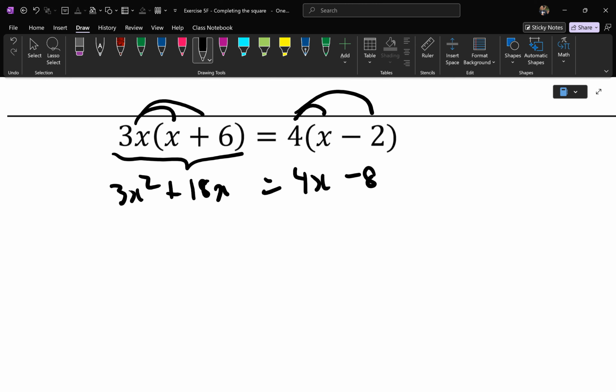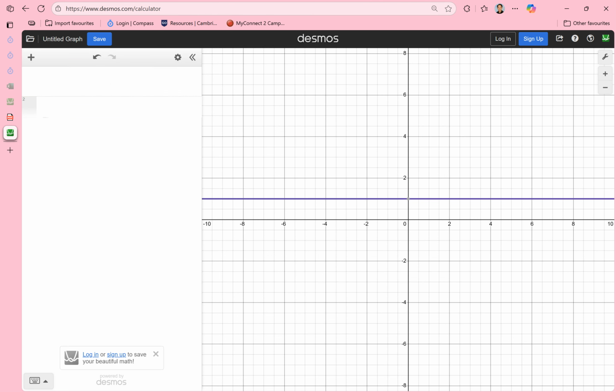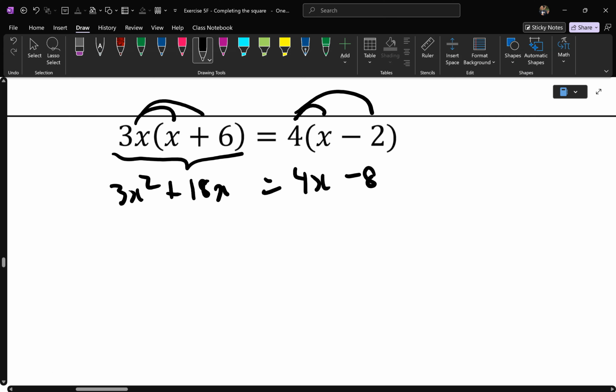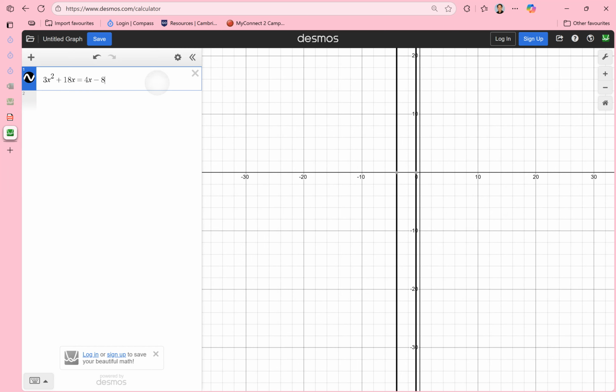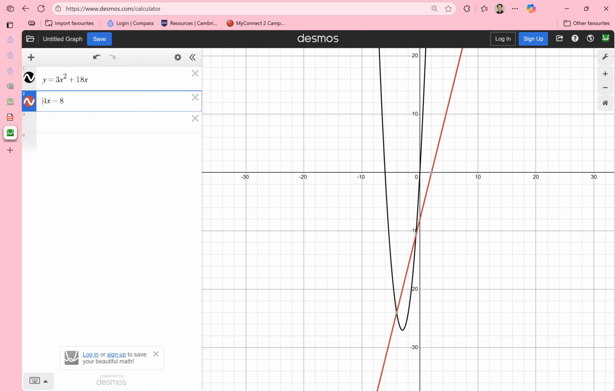See, if I type it on Desmos, it becomes very visual what you're doing. You're actually doing this. If I delete all this, I'm asking, what is 3x squared plus 18x equals 4x minus 8? Oh, sorry, I should type it separately. So 4x minus 8. See that? You get 2 equations. That's what you're asking.